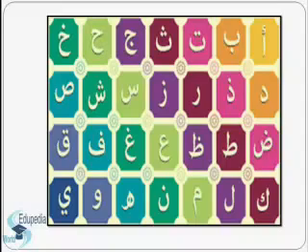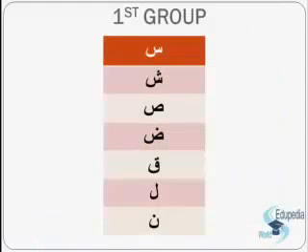And now, to make the concept of cursive writing easier, I sorted the letters into 6 groups. Now, I will talk about the first group. In the first group, we have the following letters: S, Sh, S, D, Q, L, and Na. The common thing between these letters is the cup shape. So now the question: how to join any letter in this group to another letter?